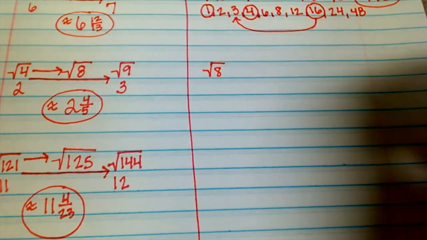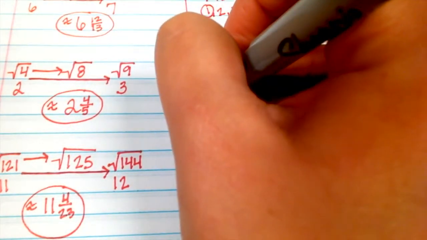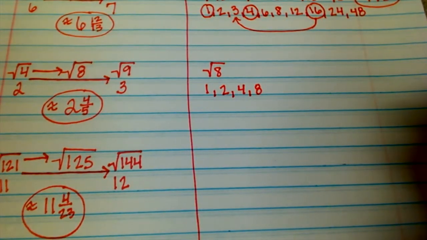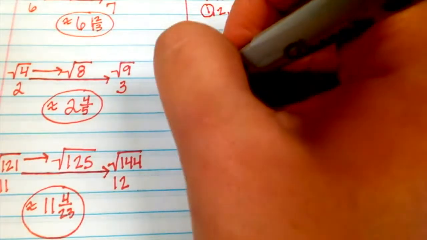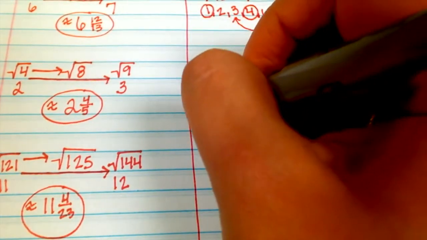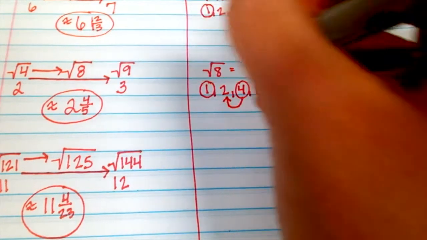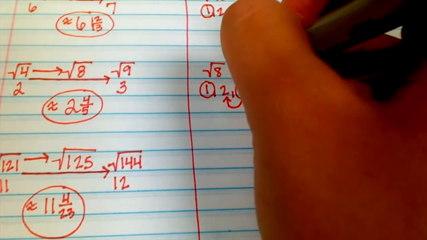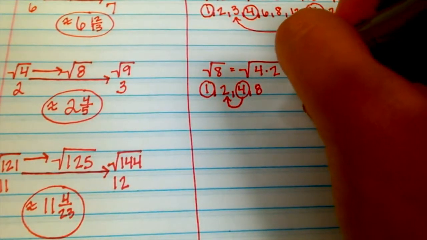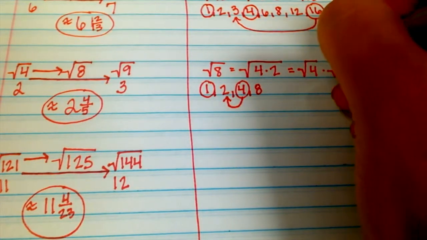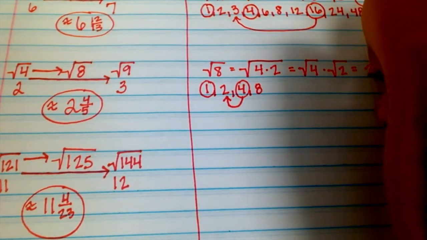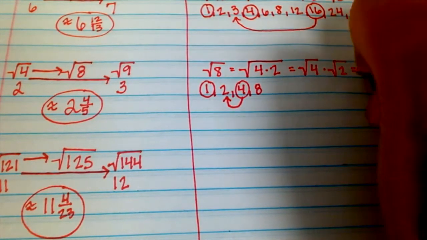Yeah, let's try the square root of 8. The factors of 8 are 1, 2, 4, and 8. The perfect squares in that list are 1 and 4. 4 is the largest, so I'm going to use 4 and 2. So we get the square root of 4 times 2. Then we break this apart. The square root of 4 times the square root of 2. What is the square root of 4? 2. So this is 2 square roots of 2, or 2 times the square root of 2.